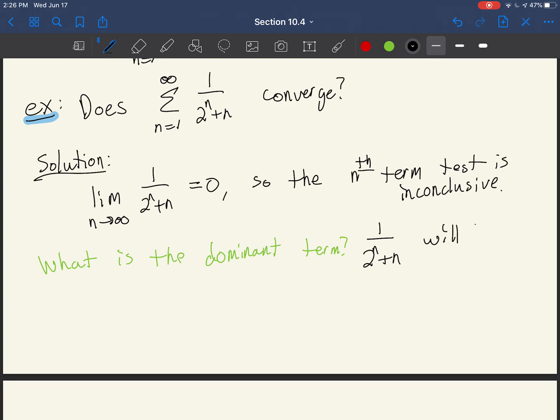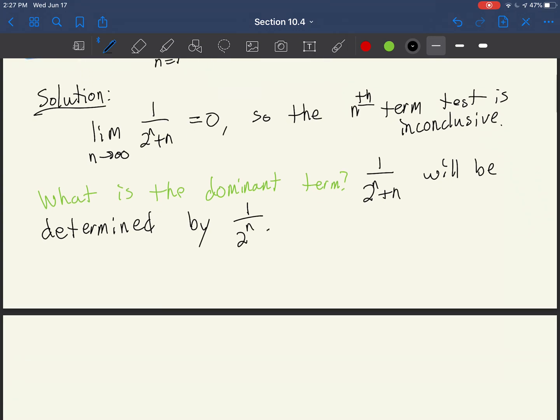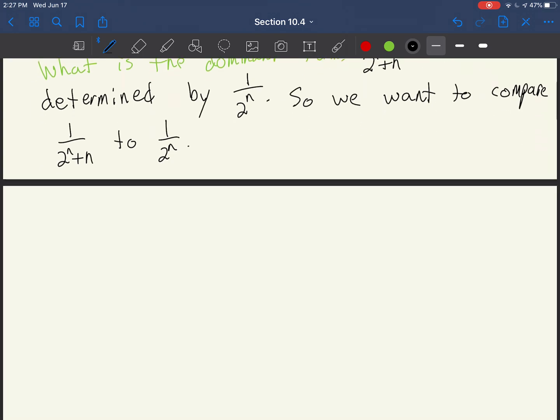Here, 1 over 2 to the n plus n will be determined by basically whatever term is largest. And that is the 2 to the n part is the largest, so it's determined by 1 over 2 to the n. So we want to compare 1 over 2 to the n plus n, the sequence that we're interested in, to 1 over 2 to the n.